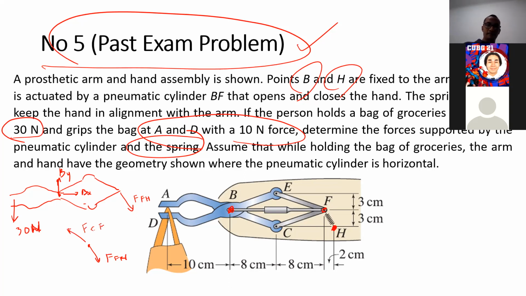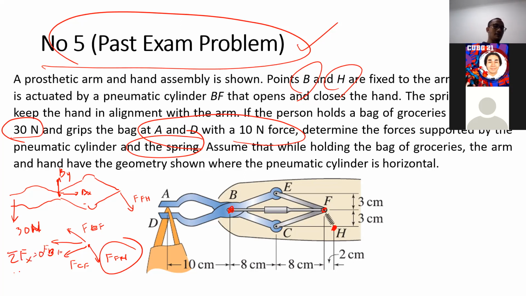FCF, FEF, FCF, lalu FBF. Semuanya saya anggap tarik. Tapi ini belum bisa diselesaikan kan? Betul ya? Iya, belum. Tetapi kalau salah satu dari FEF dan FCF itu kita bisa ketahui, ini harusnya bisa diselesaikan kan ya? Karena kita punya dua persamaan kalau keseimbangan titik itu.